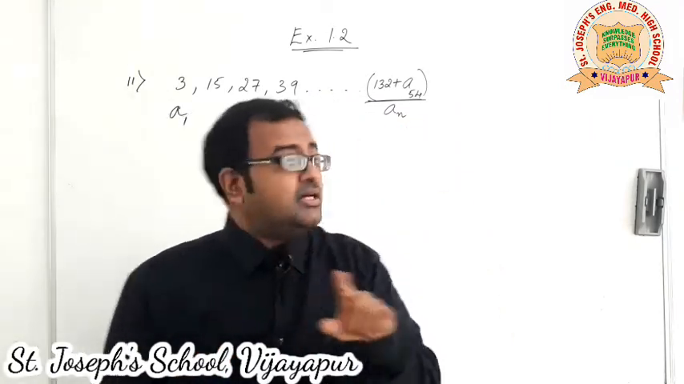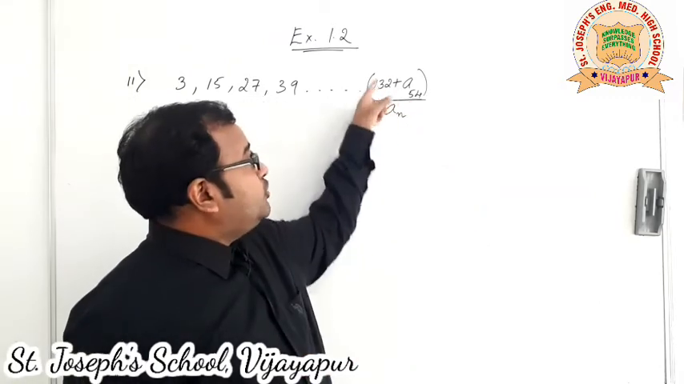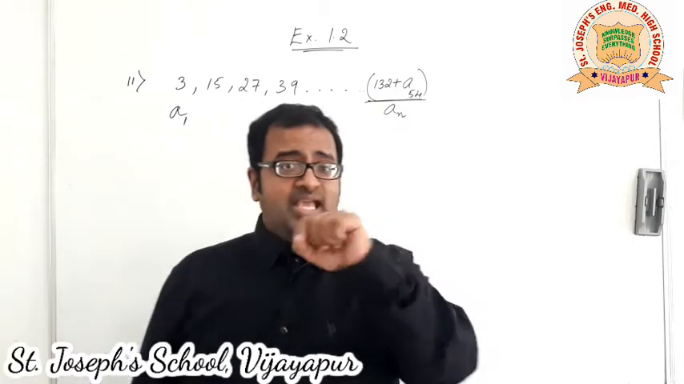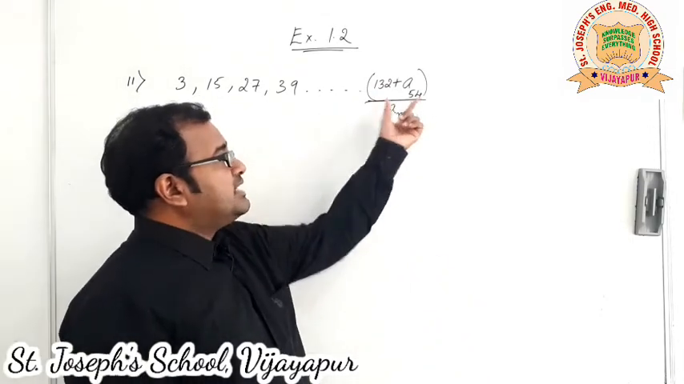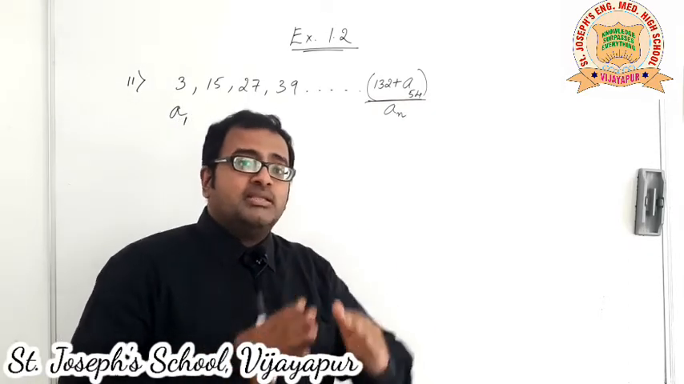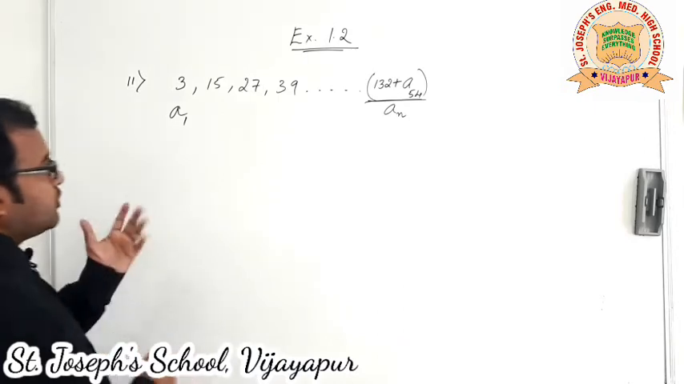Remember, the nth term is not A54. The nth term is 132 more than A54, the 54th term. So, 132 plus the 54th term will be the required term. We'll call it AN. So, let us see what all things we know here.